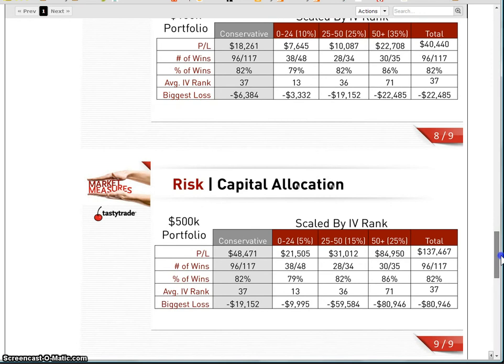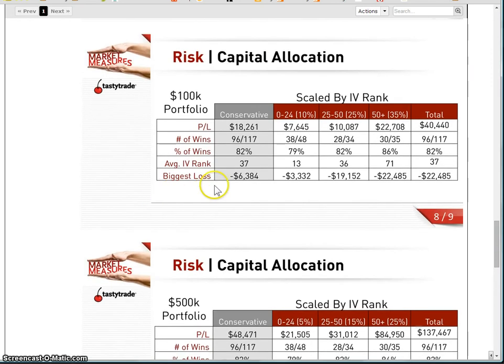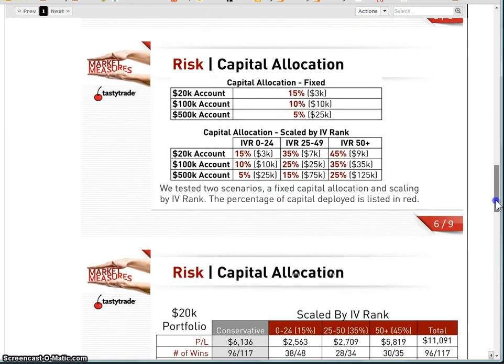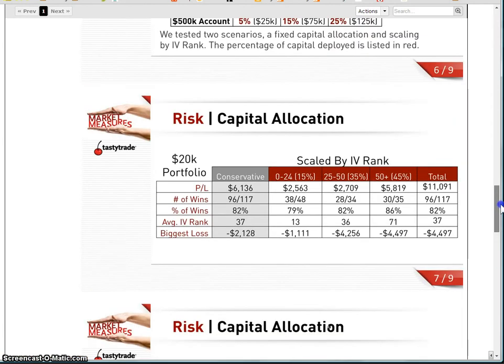If you have more in your account, here you go. There's a table right here, and the results. Percentage of wins, of course, when IV rank was 50 or more and you allocated more of your portfolio, that's what happened. And of course, here's a $500,000 one. But these were the results, and here are the allocations, what they did.